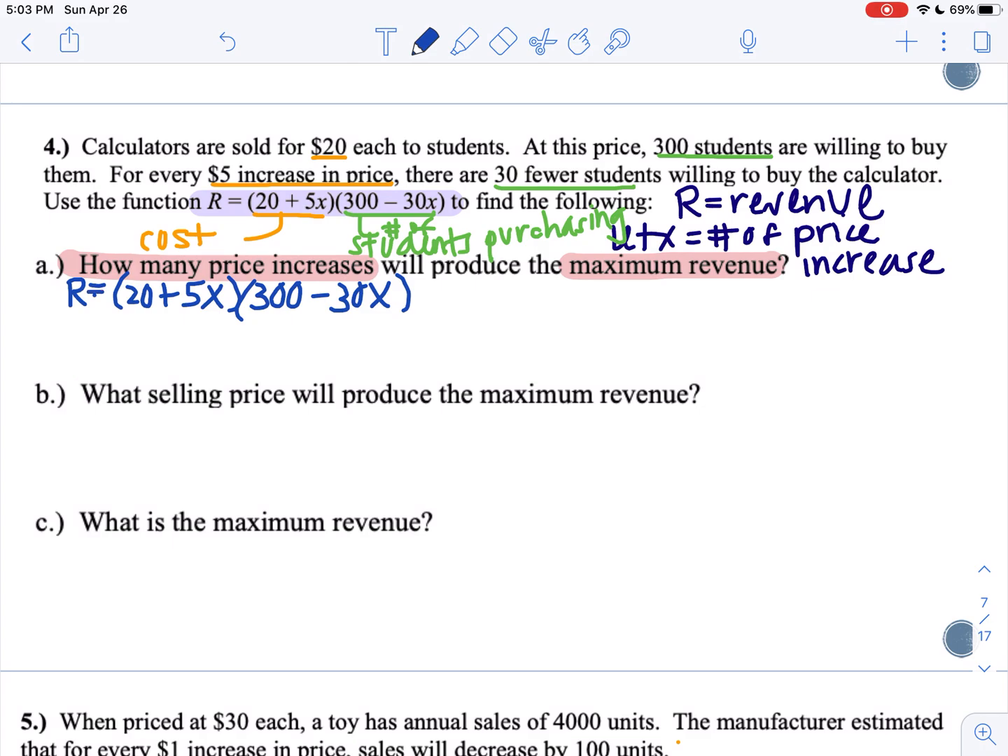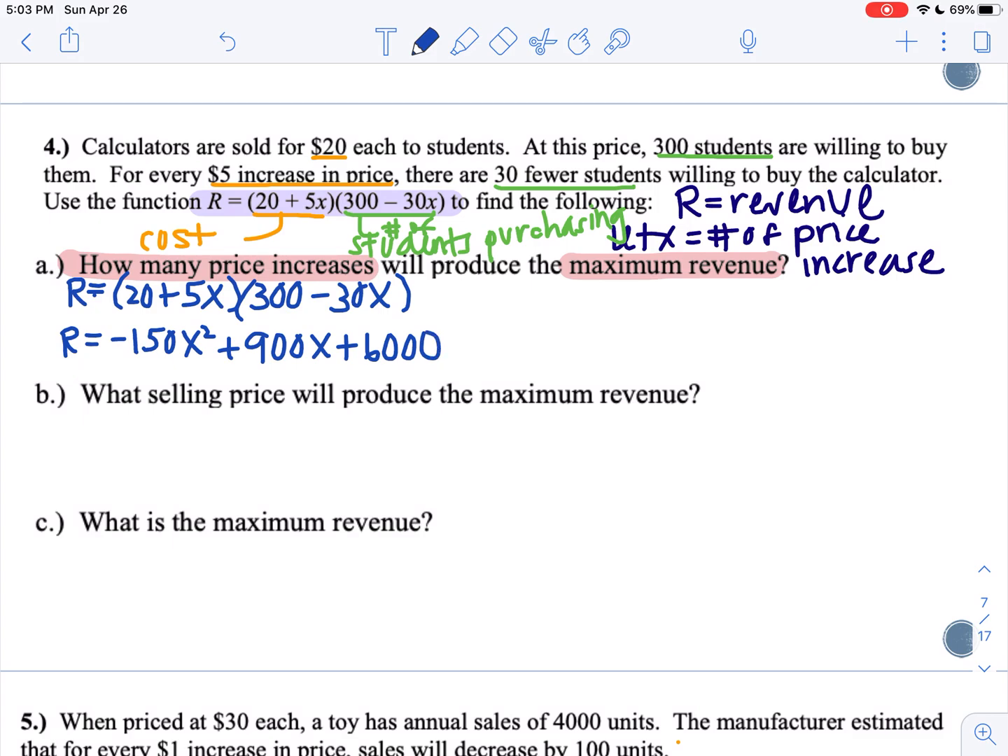So I'm going to put it in standard form first, and the way we do that is really just by double distributing here. Go ahead and do that in your notes as I do this on my paper. When you double distribute and simplify and write in standard form, we get r equals negative 150x squared plus 900x plus 6,000.